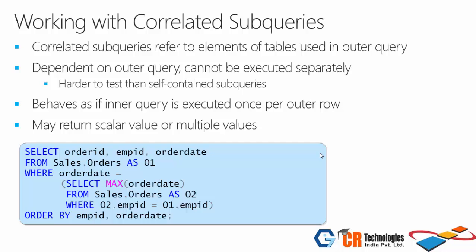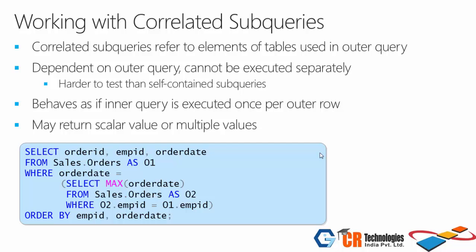Correlated subqueries cannot be executed separately from the outer query. This complicates testing and debugging, of course. Unlike self-contained subqueries, which are processed once, correlated subqueries will run multiple times. Logically, the outer query runs first, and for each row returned by the outer query, the inner query is processed.